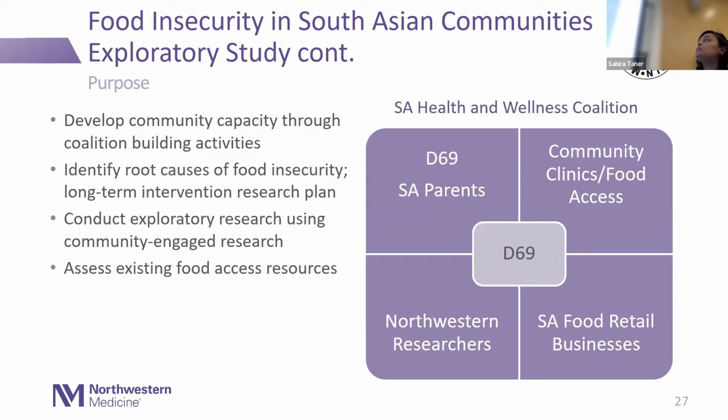So it included D69 South Asian parents, community clinics, as well as food access organizations. We had a local food pantry that is utilized in the neighborhood. We had urban garden collectives involved. Again, we had Northwestern researchers, and then South Asian food retail businesses to give us an idea about consumption patterns, cost of food. So really all of these individuals interact with the South Asian community on a regular basis and are serving that population. So it's really important to get their input on this study.